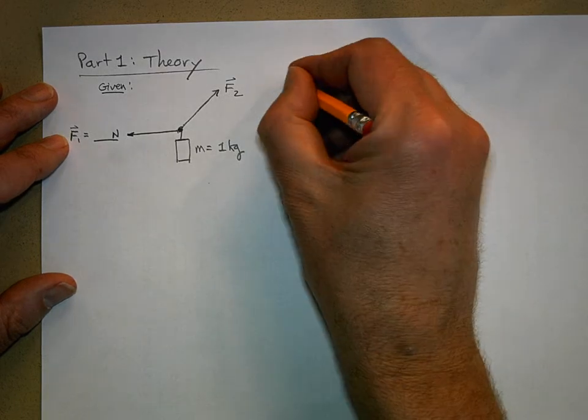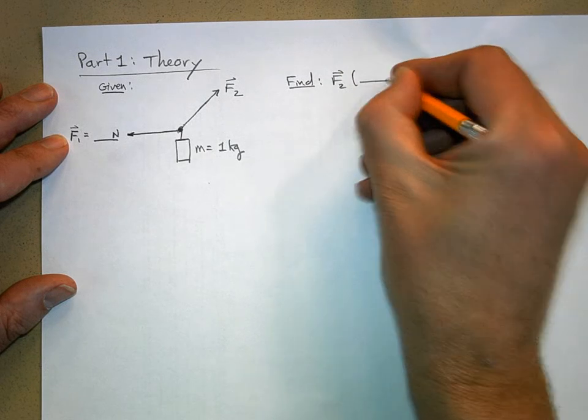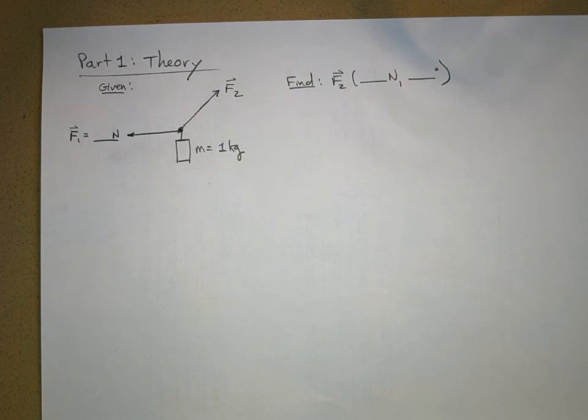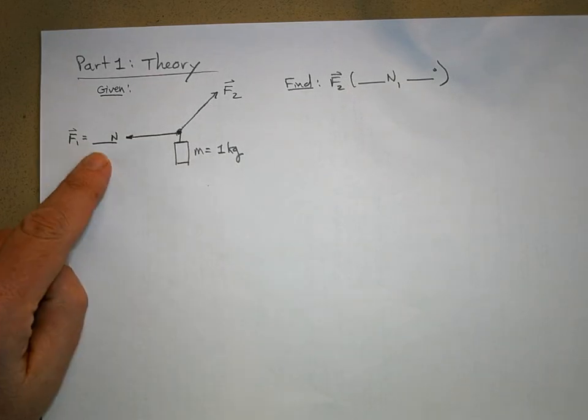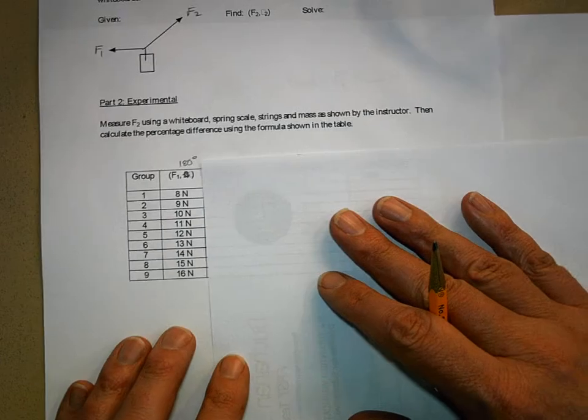And here's what I want you to find. I want you to find F2, blank newtons, blank degrees. I want the magnitude and direction of F2. So you're going to basically do what we just did, but you're going to do it for a different mass and a different F1. Now, I'm going to give you the values for it. I need to cover this up. So let me put this in here and magnify it.